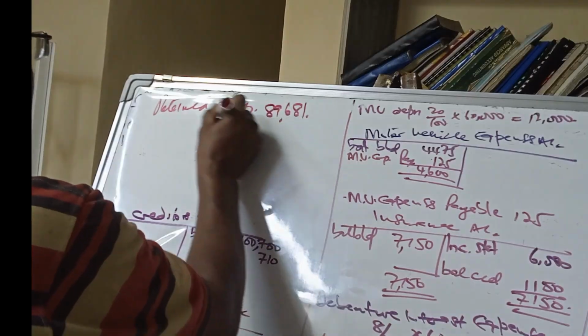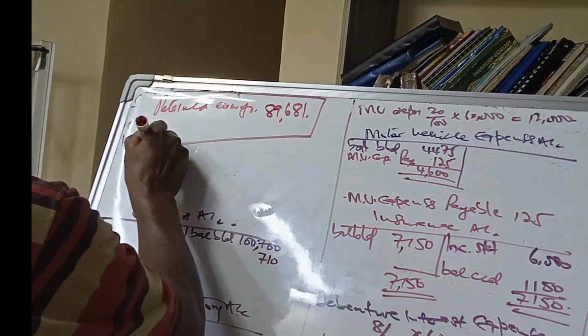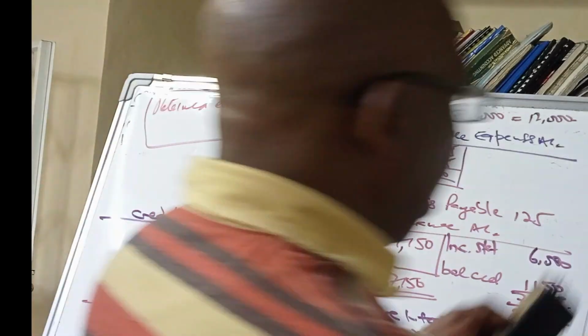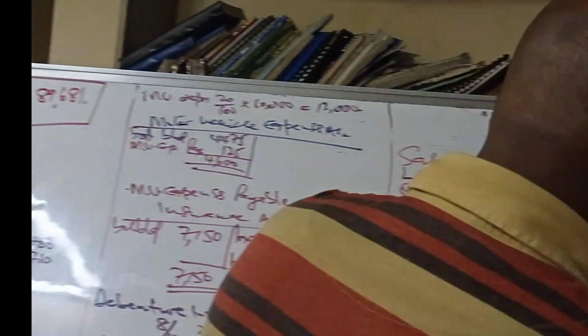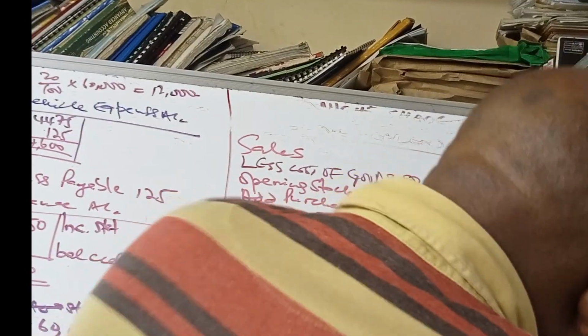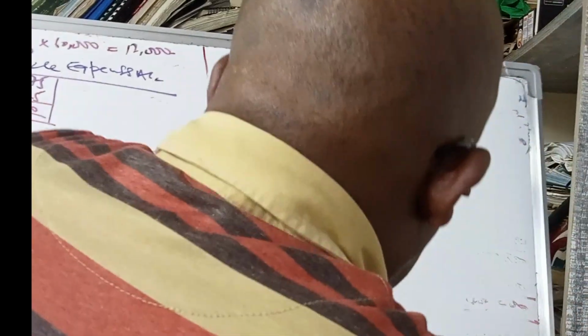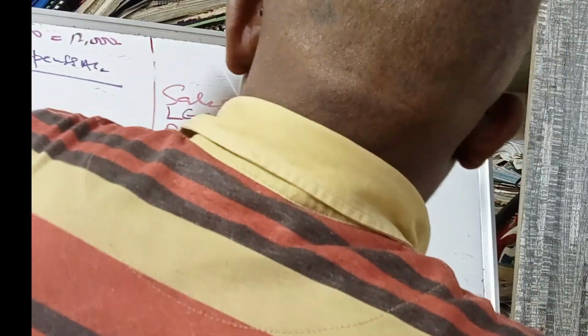89,681. When we are getting shareholders' funds, we will capture retained earnings as 89,681. So from there, we do the balance sheet of the company.